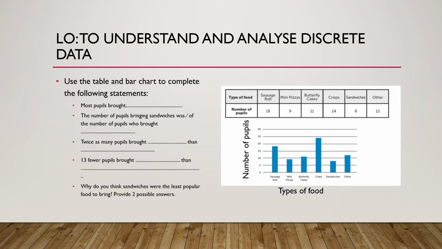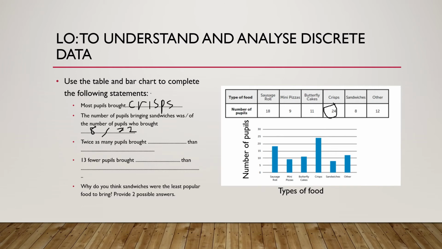Most pupils here brought, let me just get my black ink here. Here we go. Most pupils brought crisps. Excuse my bad writing here, because there's 24 crisps there. The number of pupils bringing sandwiches was 8 out of how many pupils? Sorry, this one seems confusing. How many brought them all together? 18 plus 12 is 30, plus 9 plus 11 is 50, plus another 32. That'd be out of 72, wouldn't it?